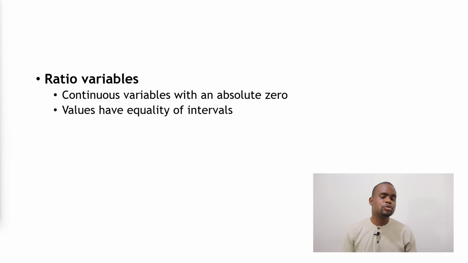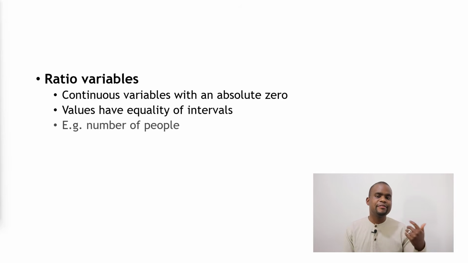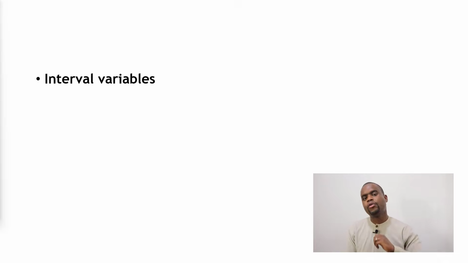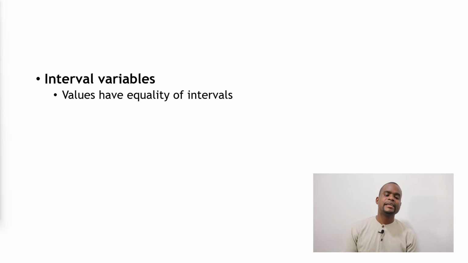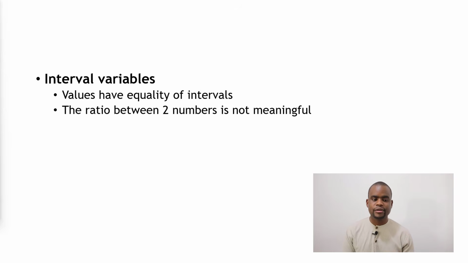While ratio variables, which are continuous or quantitative, do have equality of intervals. I've given you an example, number of people, which is a ratio variable. Now, on the other hand, we have interval variables. Again, these are quantitative variables, but the only difference from ratio variables is that although you have equality of intervals, just like ratio variables, the ratio between two numbers is not meaningful.